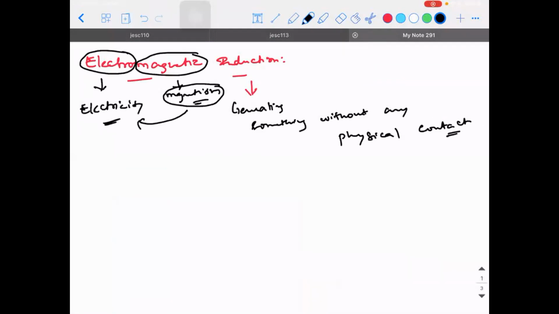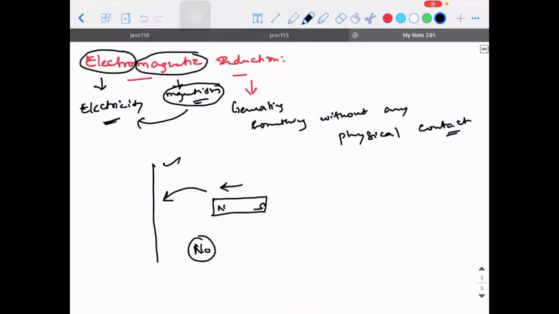I have a question. If I take a metallic wire like this and I take a magnet, and I am trying to move this magnet, will there be any electric current generated in this wire? The answer is no. Then how is it supposed to be? It should be connected to cells. It should be in a closed circuit.